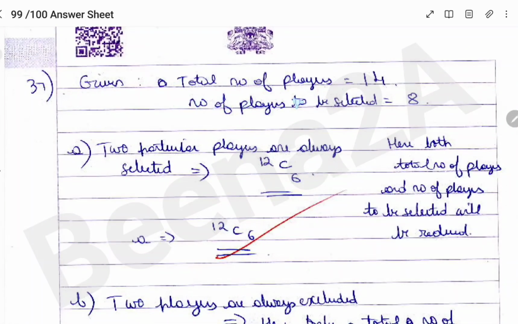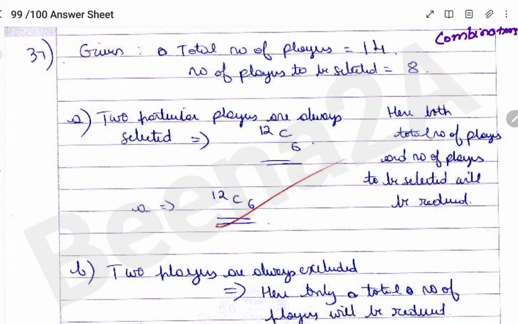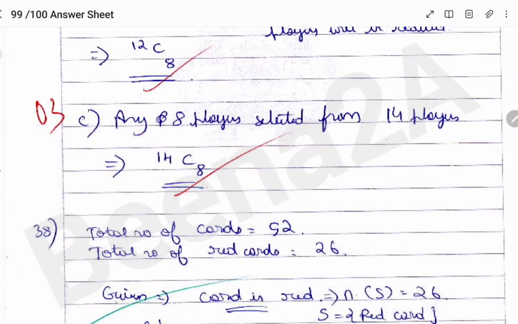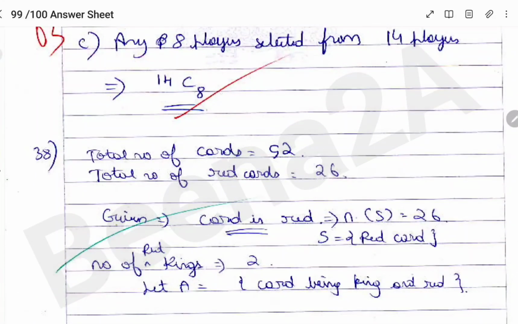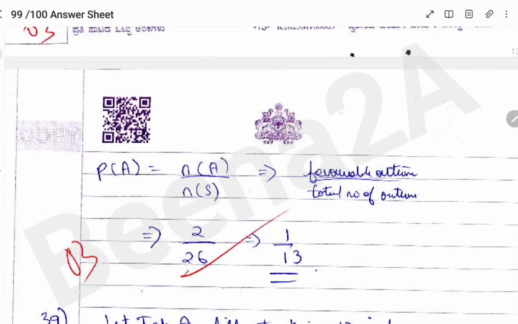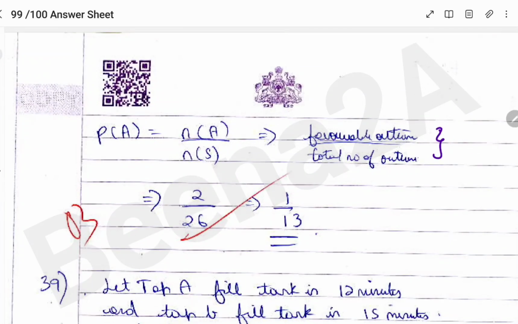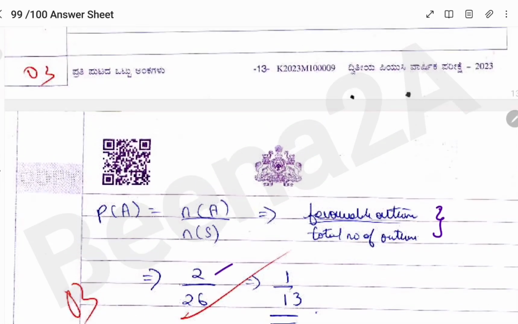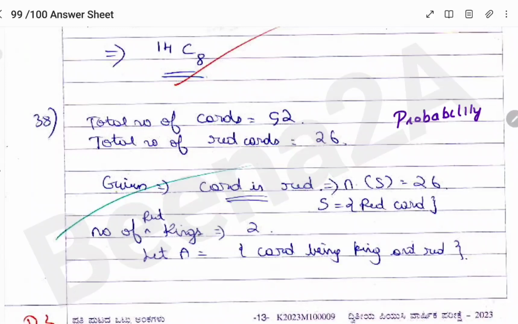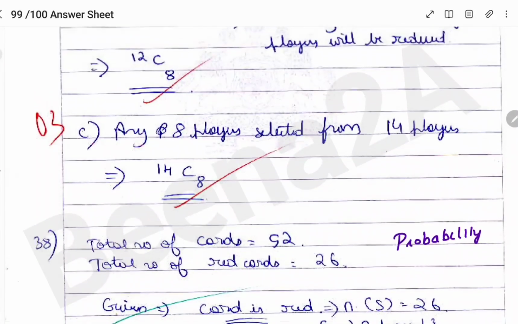Then you have the 37th problem. Again, this is combinations. So he's put different cases here. Then you have probability. Again, see, he has first put the formula, then he has substituted. Whatever is given in the question, he has put, the total number of cards.